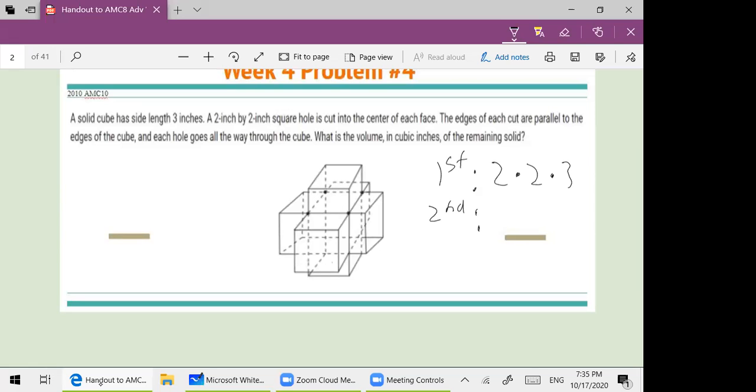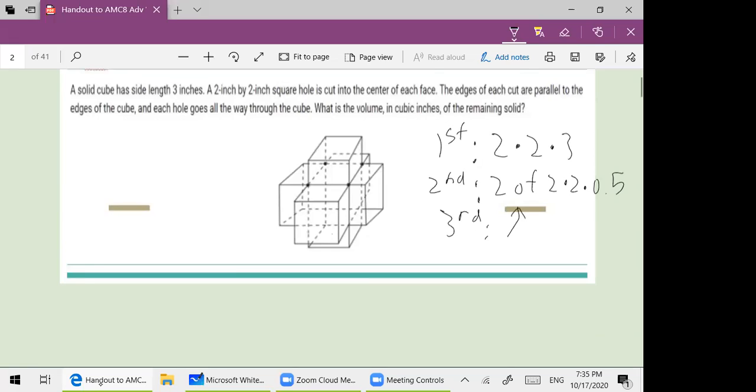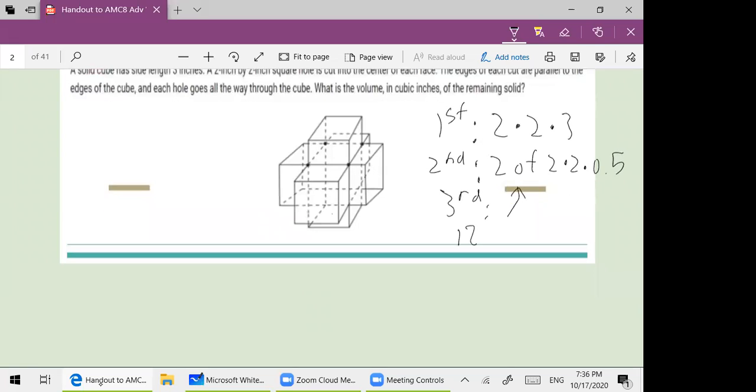So that's 2 of 2 times 2 times 0.5. And the third cut does the same. So the volume of these cuts takes out 12 plus 4 plus 4 equals 20. So the volume of the remaining is 3 cubed minus 20 equals 7 cubic inches.